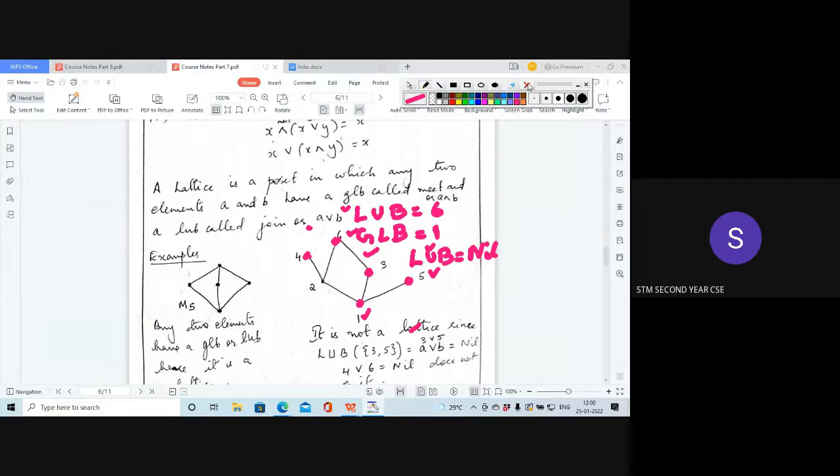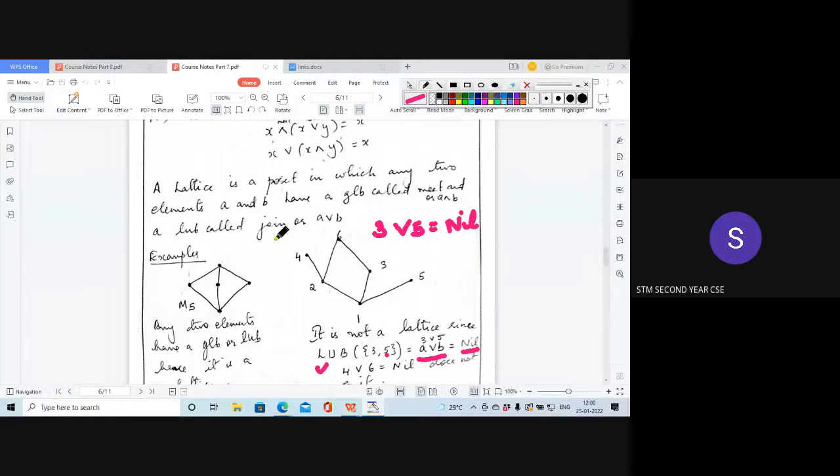So it is not a lattice because the least upper bound of 3 and 5, which we represent as 3 join 5, is nil. This least upper bound is denoted by the join operation. Then 4 join 6 is also nil. This represents the least upper bound, so it is also nil. So if it doesn't satisfy for any one pair, then it cannot be considered as a lattice.